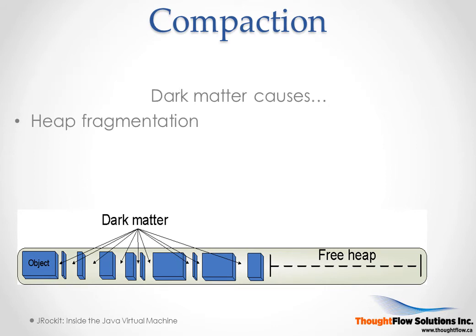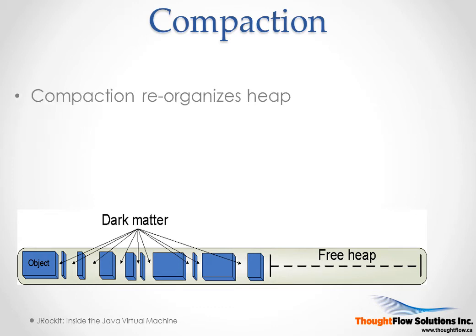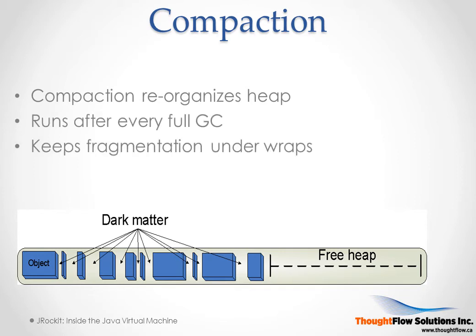Now, dark matter is a bad thing because it causes heap fragmentation. Your free lists are fragmented. This is the list where new objects are allocated. And you get slower allocation because your free heap is scattered. You can't get contiguous blocks to allocate new objects. You get page faults for that, very bad things, and of course this leads to performance death. So compaction is something that kicks in and reorganizes the heap. It runs after every full garbage collection, and it keeps fragmentation under control, if it's well tuned, of course.